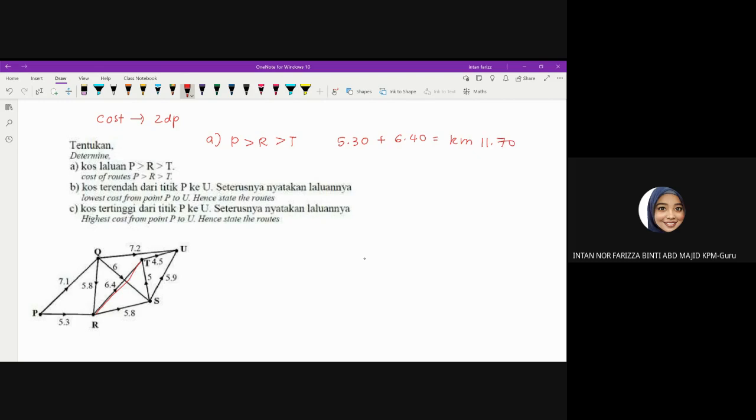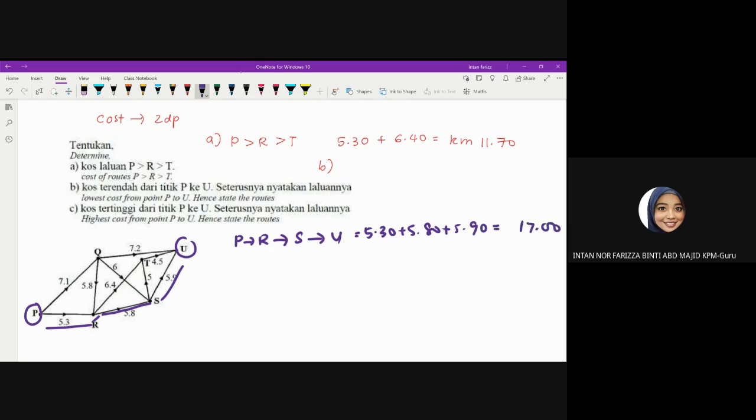That's A. Okay, B. What is the lowest cost from P to U? Okay, be careful of the arrow. Because arrow ni jahat. Kadang-kadang students tak perasan. Okay, P to U, this is my P, this is my U, lowest cost. So for the lowest cost, first I will take, maybe I can take P, R, S, U. Okay, you see P, R, that's my S. Okay, S, U. So this is my first option. So you have to find 5.30 plus 5.80 plus 5.90 and that will give us 17 ringgit.